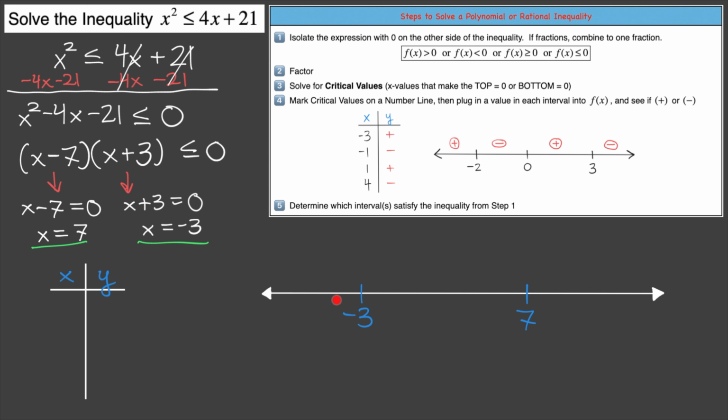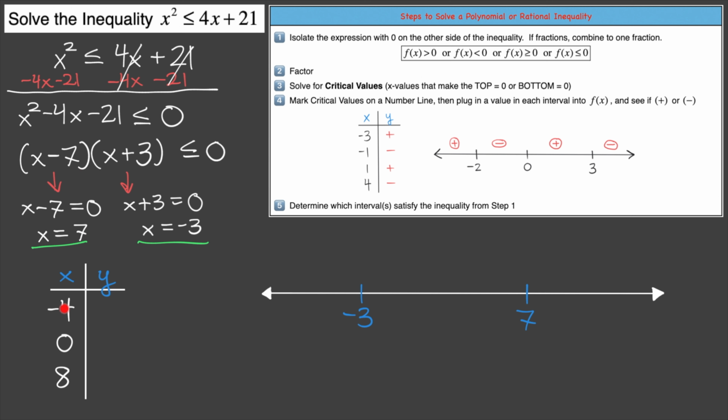So the first number I'm going to plug in is negative 4. Then I'll do 0. 0 is a nice number between these two numbers because it's 0. And then I'll plug in 8 because that's just to the right of 7. So I'll write those on our chart here. So negative 4, 0, and 8. All right, so we can plug these into really this one or this one. I'm going to plug into this one, though, because it's factored out nicely for us.